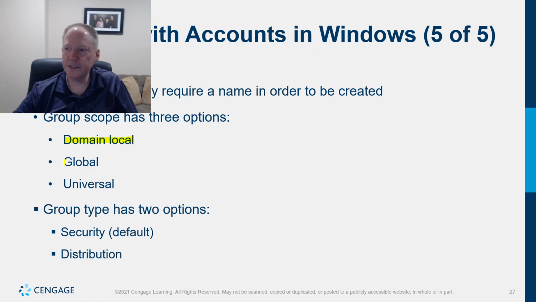On a directory or a domain system, you have global and then universal. And the group types can be the security group, which is what we use for shares, and then a distribution group, which is used for email addresses. Like when you get messages that are addressed to students at mountsec.edu, that's all students, that's a distribution group.